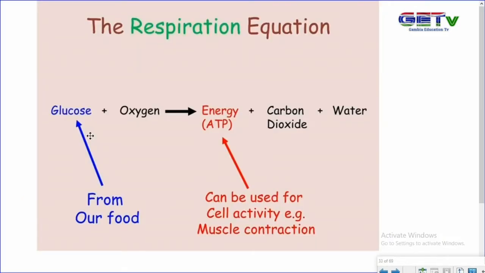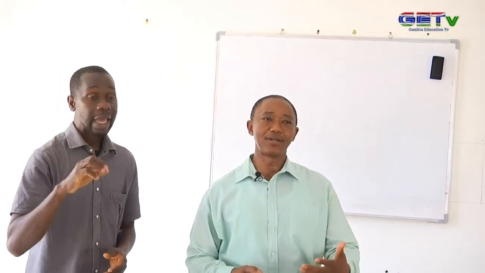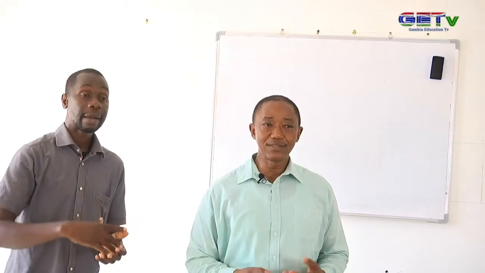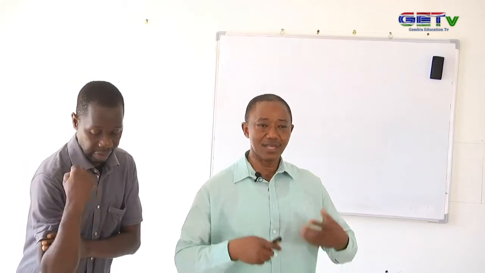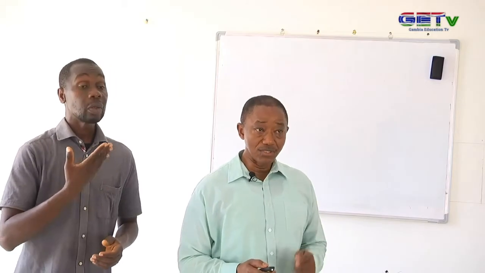Once again, the respiration equation: glucose plus oxygen gives you energy in the form of ATP, carbon dioxide, and water. The glucose is from the food we eat. So all the foods you eat, mostly the carbohydrates, they end up as glucose. That is the glucose that is going to be combined with oxygen. Where do you get the oxygen from? Of course, from the air. And the energy is used for all the cell activities, muscle contraction, breathing, like we're talking now. Energy is used for that. So you have to know this formula offhand.